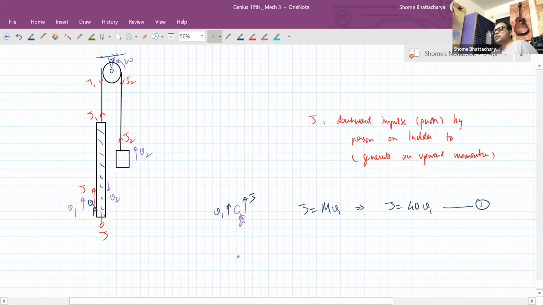If you look at the ladder, now on the ladder there is a downward impulse J, and the thread is applying an impulse J1, and the ladder is developing a downward velocity V2. So the net downward impulse is J minus J1, and that is mass of the ladder into V2. So we have J minus J1 is 20 into V2. That's our second equation.